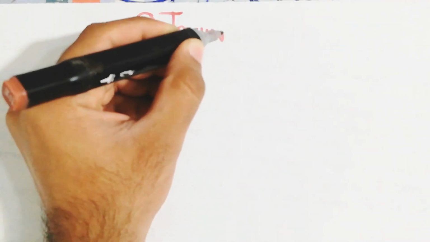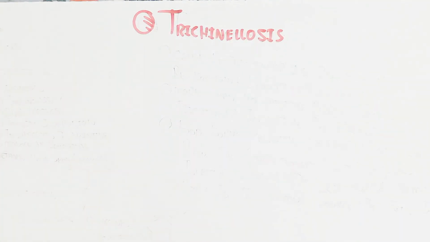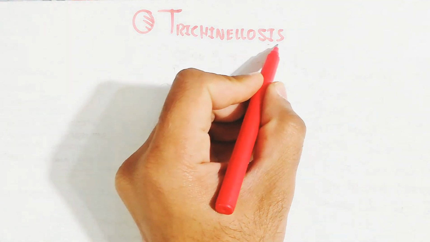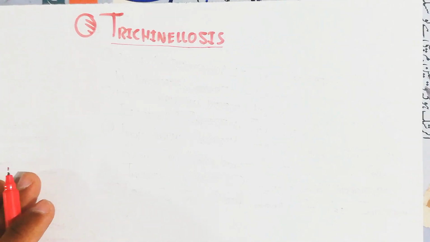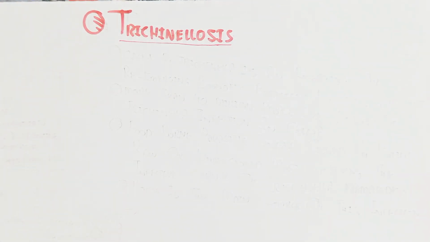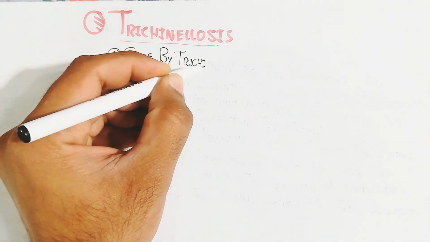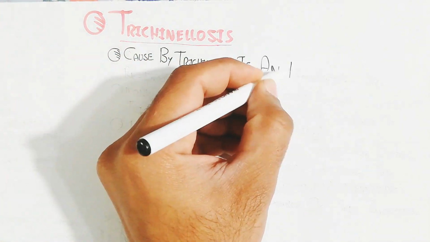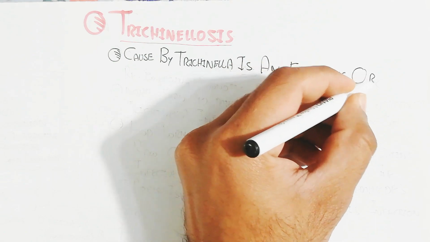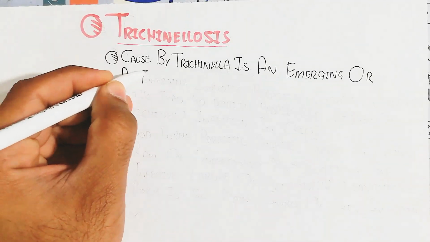Hello, in this video we will understand trichinellosis. Trichinellosis is a parasitic infection in humans caused by Trichinella. Trichinella is an emerging or re-emerging zoonotic parasitic disease worldwide, the whole world.